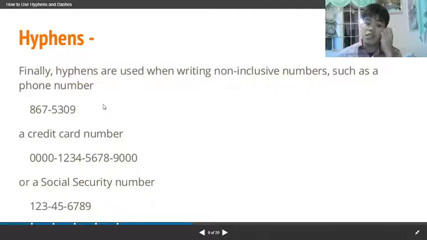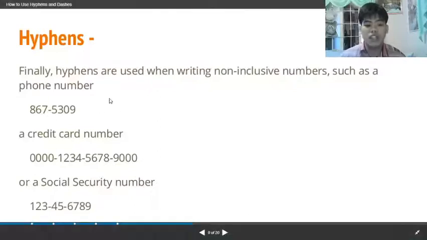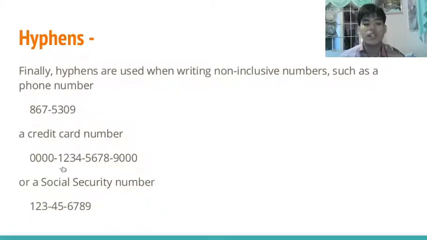Finally, hyphens are used when writing non-inclusive numbers, such as phone numbers. So, for example, 867-5309, a credit card, 000-1234, so on and so forth. And an SS number or SSS number, so 123-45, and so on and so forth.